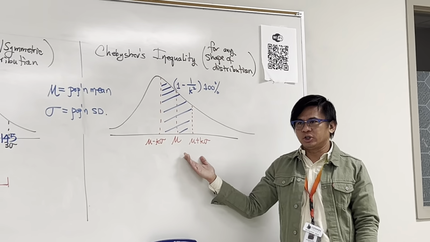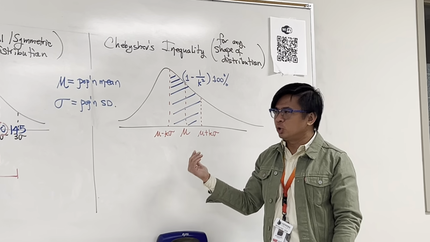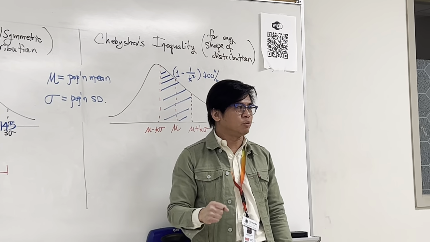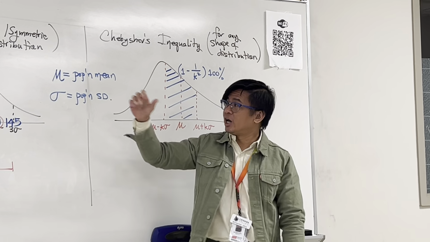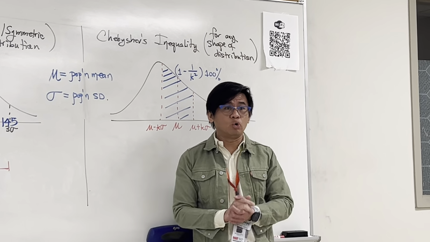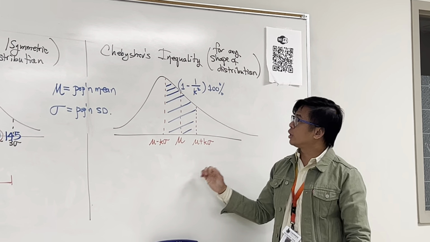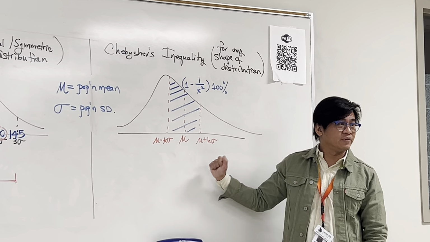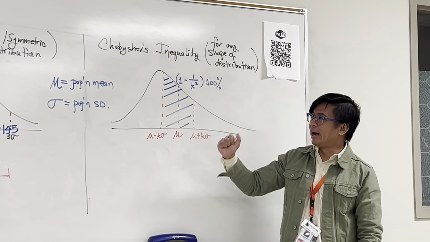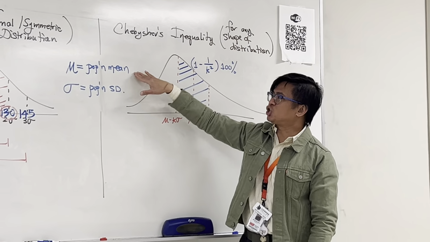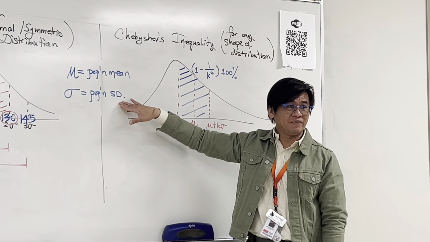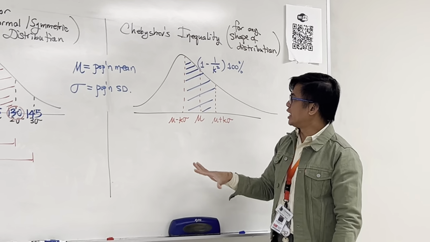Skewed to the left, skewed to the right, normal distribution, uniform distribution, any type of distribution, it should work. Get it? Unlike the empirical rule, which can only work on a normal distribution, this one should work on any type of distribution. What we need are the same as for the empirical rule: the population mean and population standard deviation.